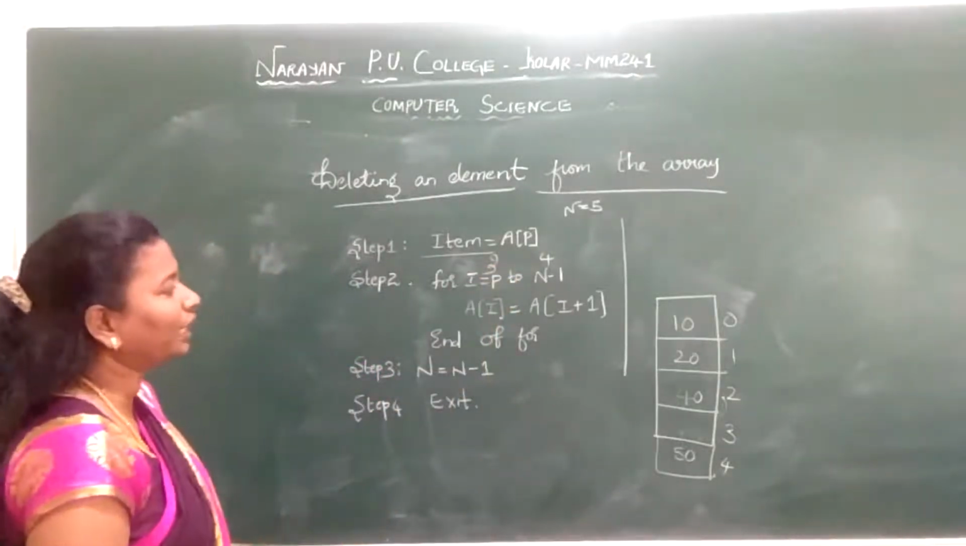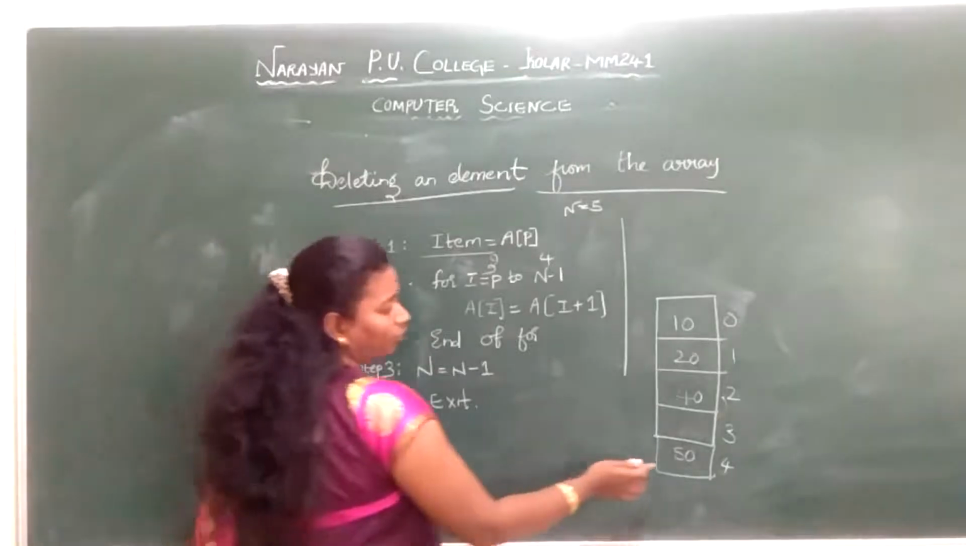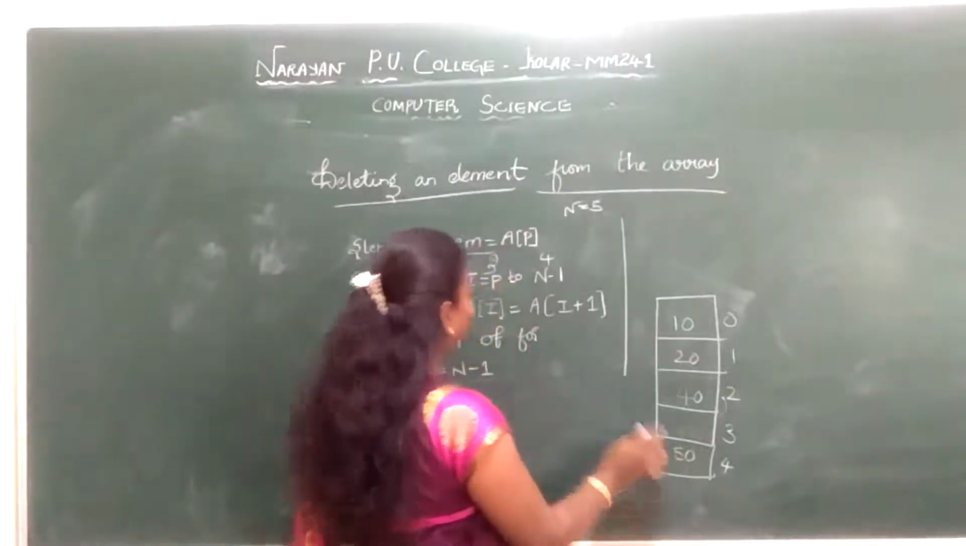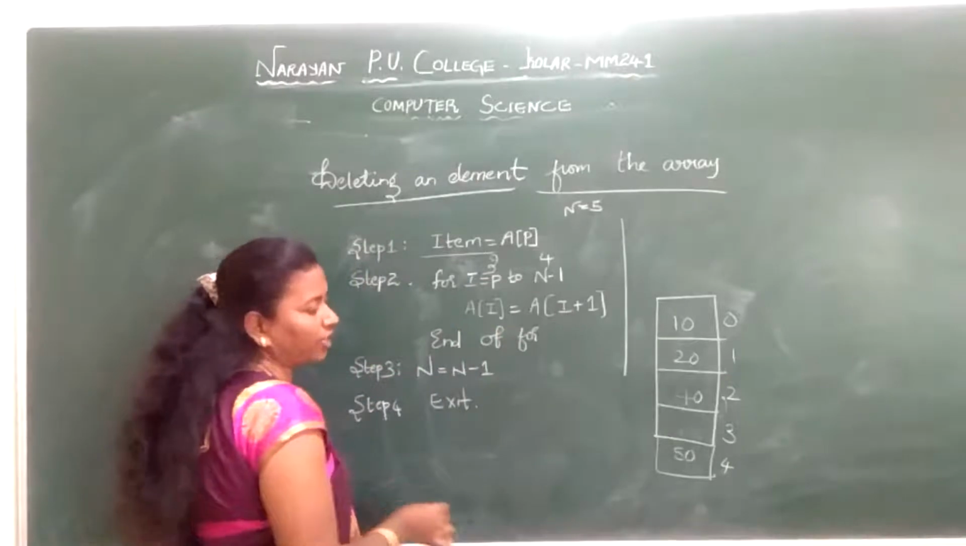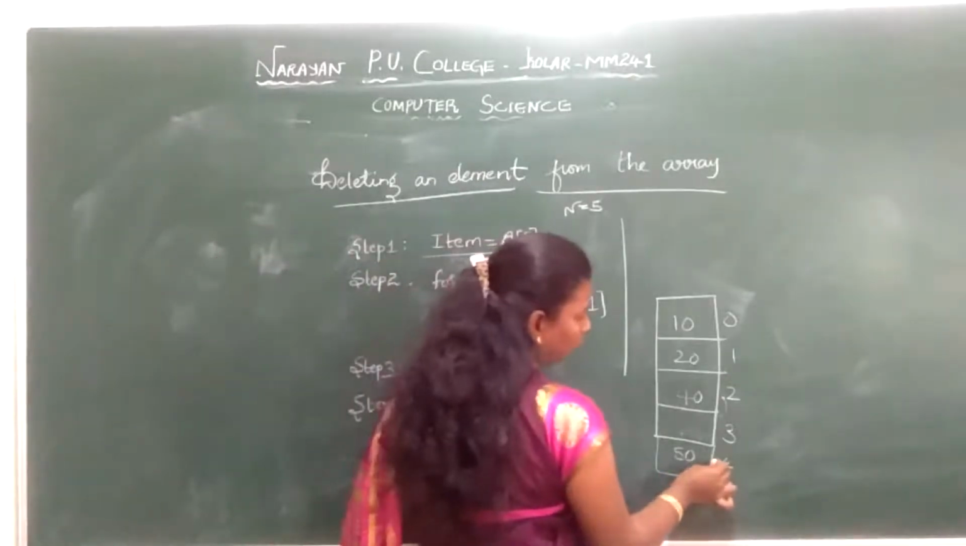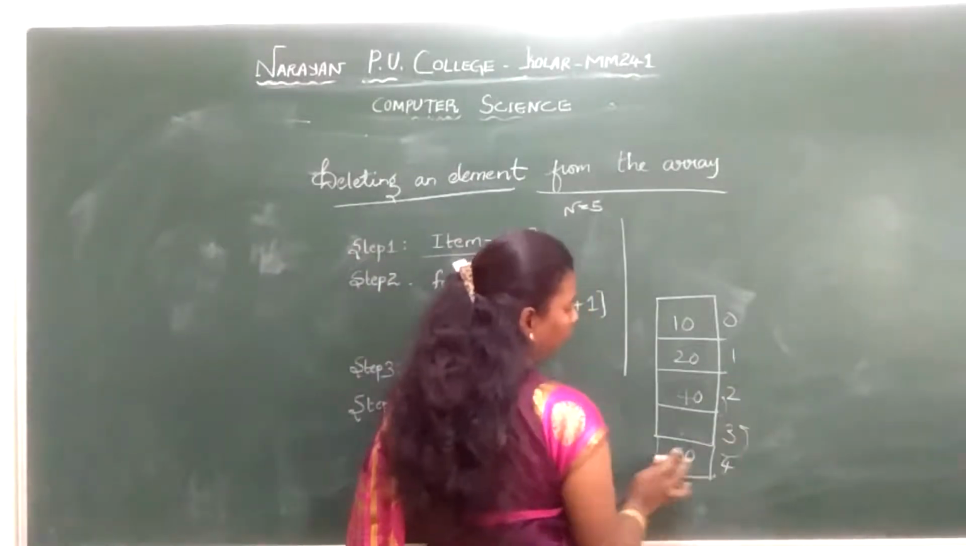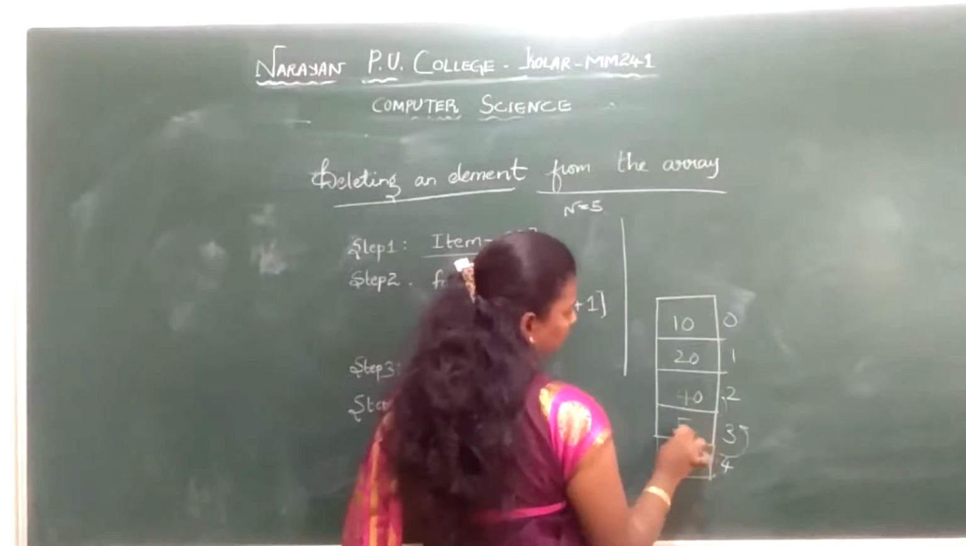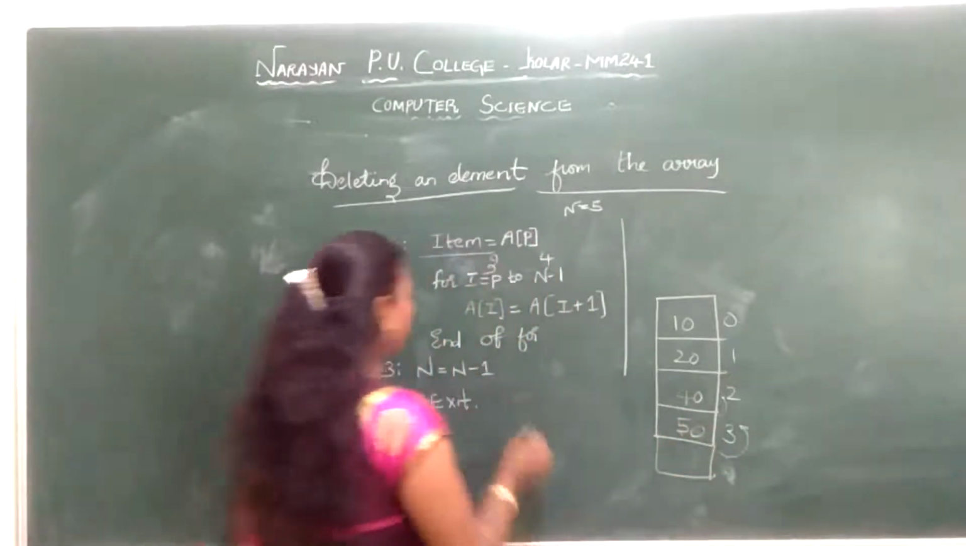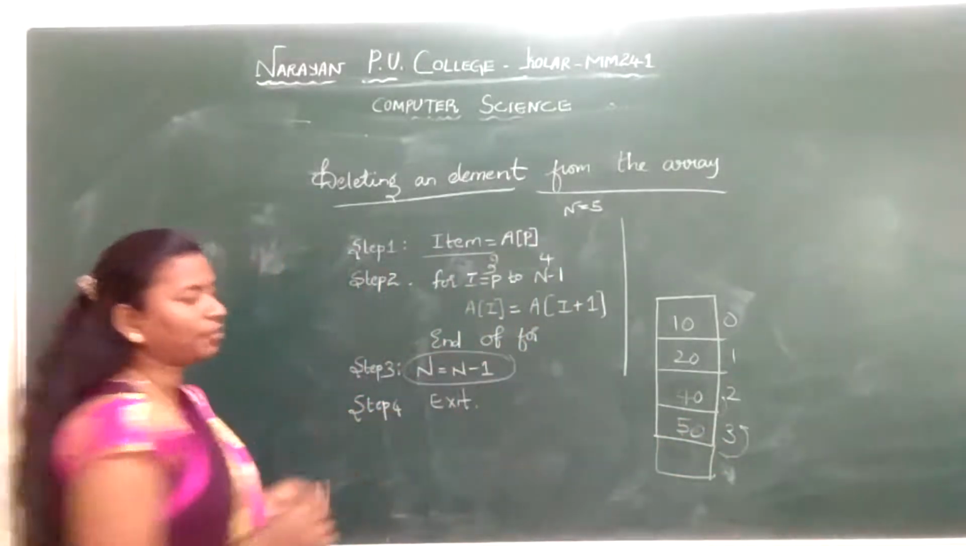Now A of 3 plus 1 is 4. What is there in A of 4? In A of 4 I have 50. Now at position 4 I have 50, and 50 is shifted to A of 3. Now here in this case the n value will become n minus 1.